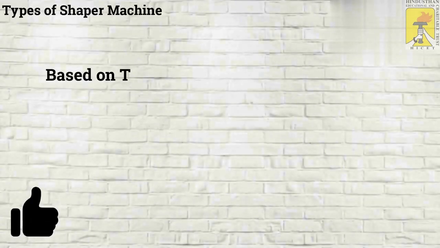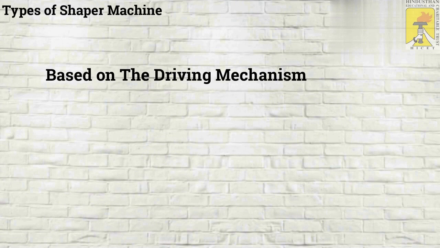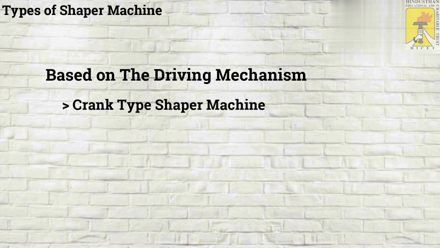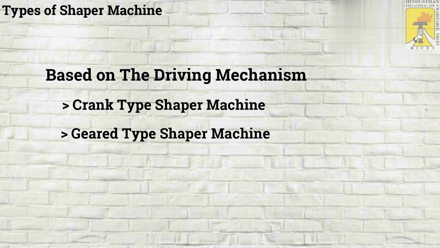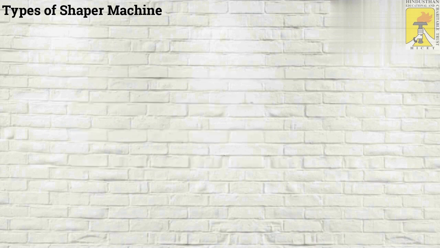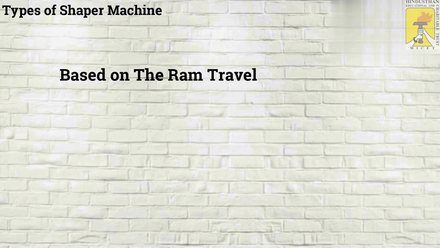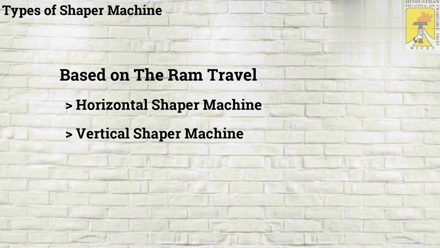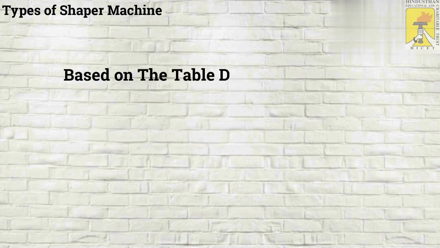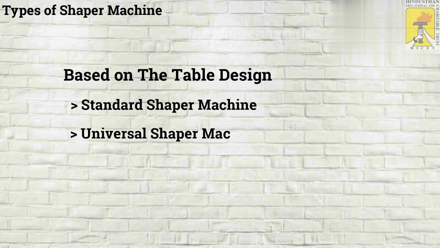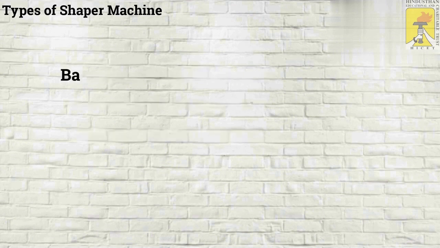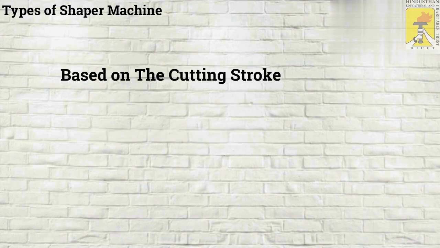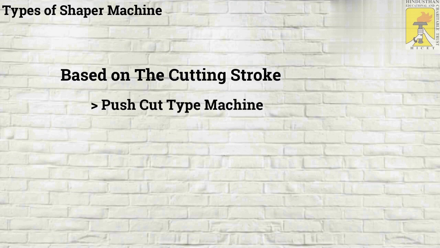So, types of shaper machines. Based on the driving mechanism, they are classified into crank type shaper machine, gear type shaper machine, and hydraulic type shaper machine. Based on the ram travel, they are classified into horizontal shaper machine and vertical shaper machine. Based on the table design, standard shaper machine and universal shaper machine. Based on the cutting stroke, push cut type machines and draw cut type machines.